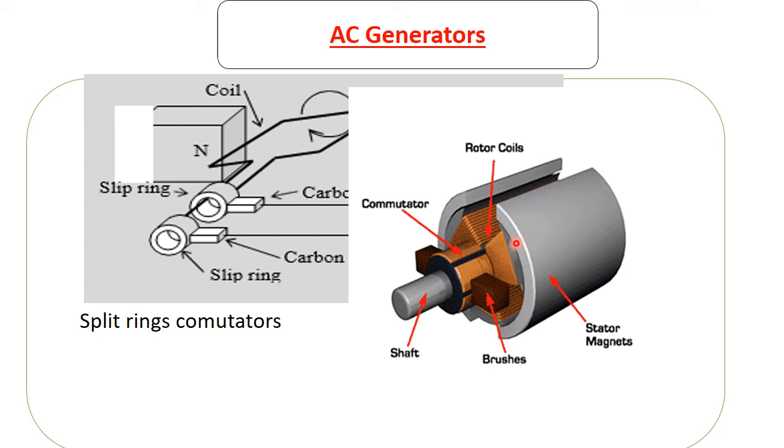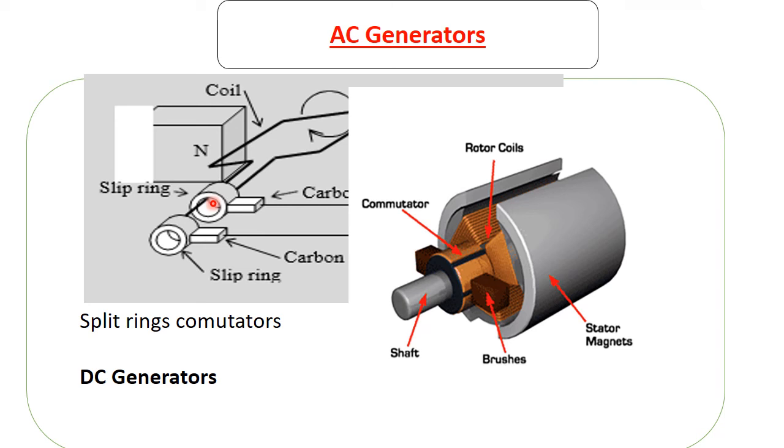the cylindrical part. Hope you have gotten the difference. Slip rings is just one cylindrical thing. Split rings have splits, they have spaces in between. So when the slip rings are replaced by split rings, then what we're going to produce is DC current, not AC current. So slip rings are for AC currents, split rings are for DC current.